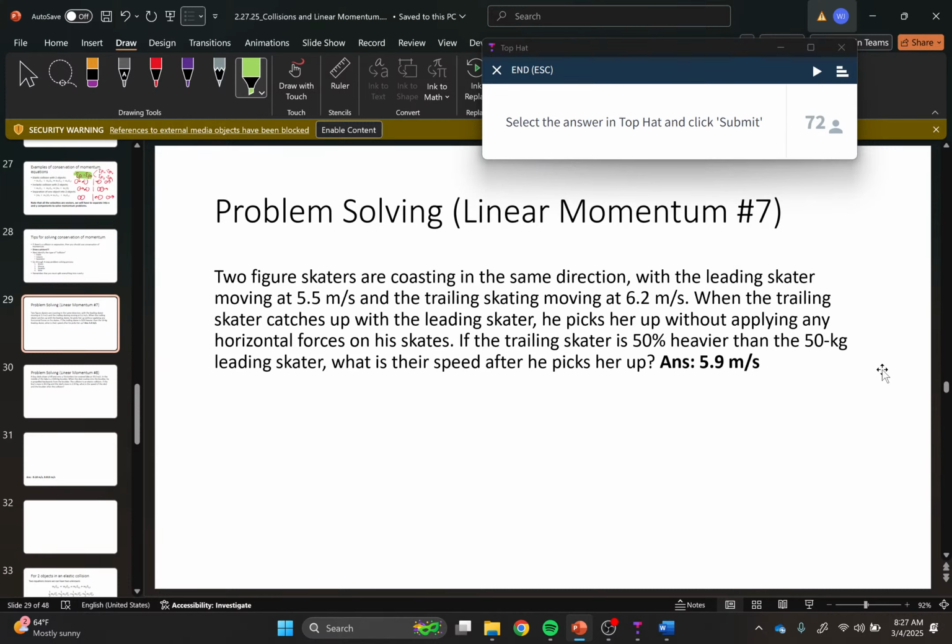But anyway, two figure skaters are coasting in the same direction. Leading skater moving at 5.5, trailing skater moving at 6.2. When the trailing skater catches up to the leading skater, he picks her up without applying any horizontal force. That's just saying the momentum's conserved. If the trailing skater is 50% heavier, or we should rephrase this, has 50% more mass, in this case it's the same thing, than the 50-kilogram leading skater, what is their speed after he picks her up?